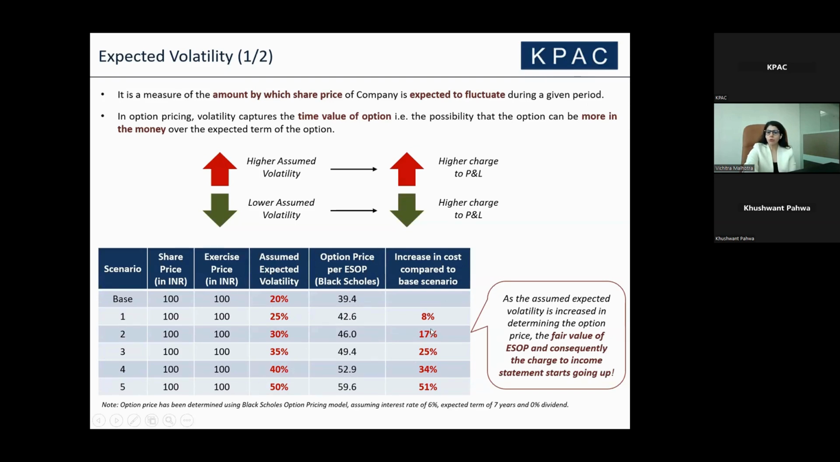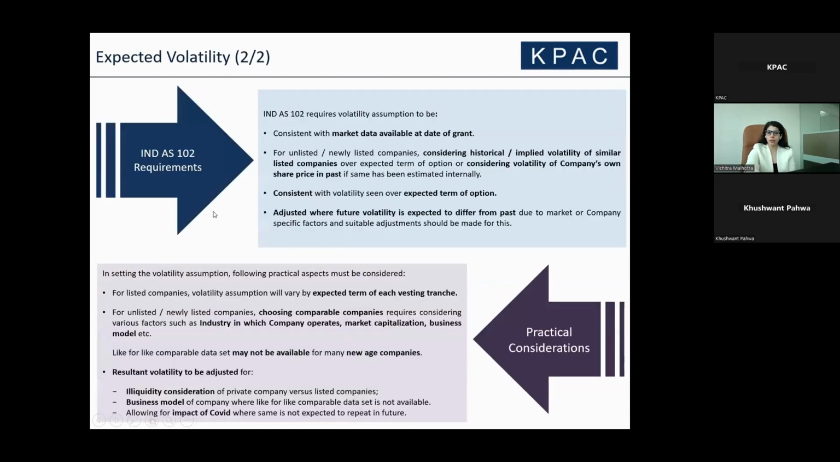Having given that background on why volatility assumption matters, it's important as practitioners to be aware of what Ind AS 102 entails for us in setting volatility assumption and what are the practical considerations that we should be aware of. From an Ind AS 102 perspective, the key thing to note is that the standard requires the volatility assumption to be consistent with the market data available on the date of grant. This condition is applicable irrespective of whether you are a privately held company or listed company.